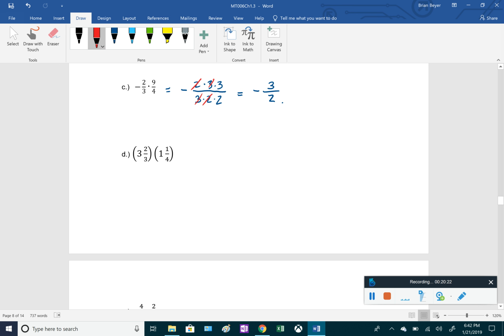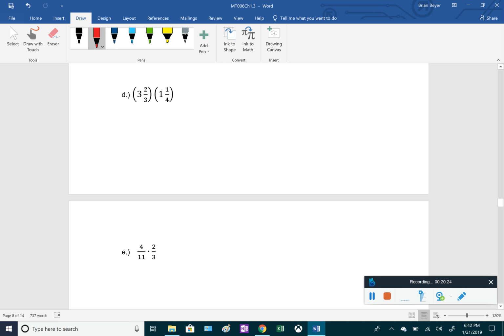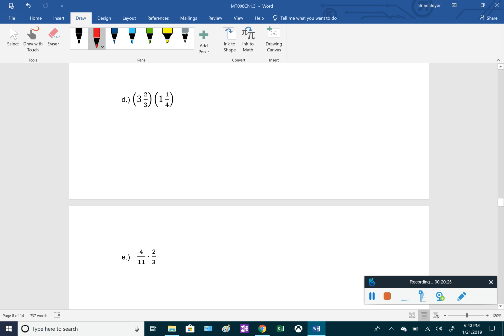Okay, so we have two mixed numbers for the next ones. We have 3 2/3 times 1 1/4. What we have to do for these is convert to an improper fraction first. You have to do this for multiplying or dividing mixed numbers. Technically, when we're adding and subtracting them, we don't have to do it, but you should do it anyway. When in doubt, just always convert mixed numbers to improper fractions. So 3 2/3 as an improper fraction is going to be 11 over 3.